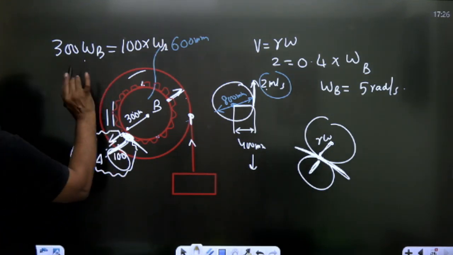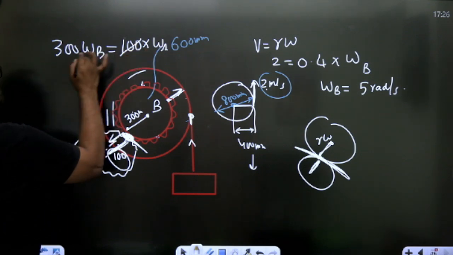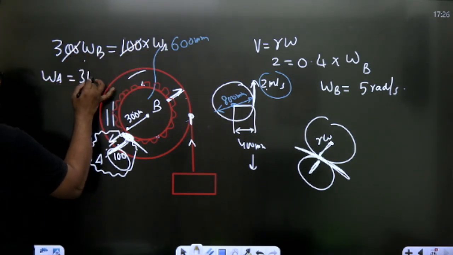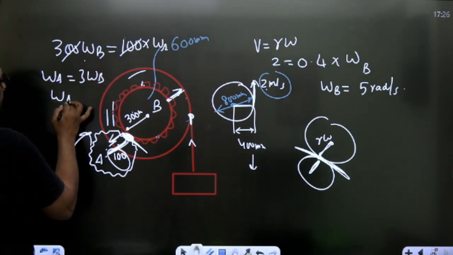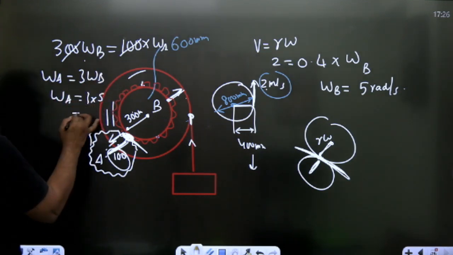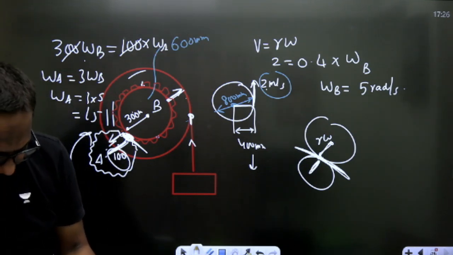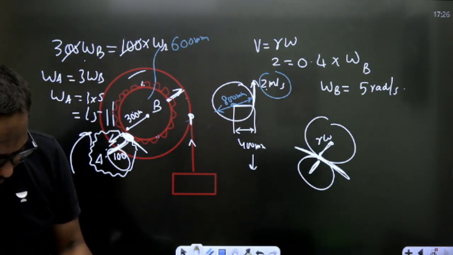What will we do, sir? I think this is gone, both are in mm. So omega A is 3 times omega B. So omega A is 3 times 5. I think it is 15 radian per second. Let me check, sir. Let me check, sir.